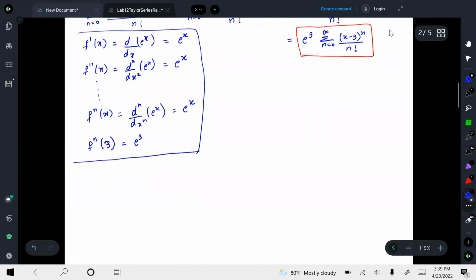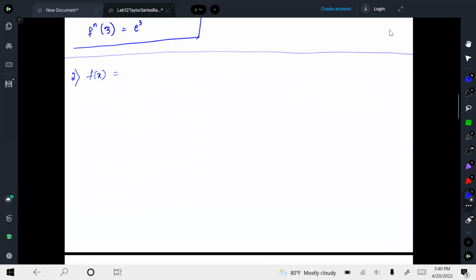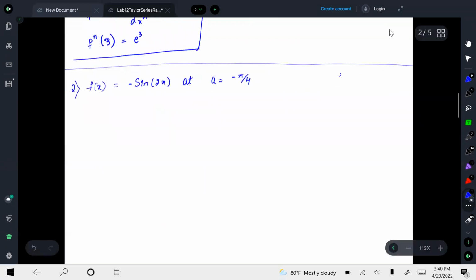Now let us move on to example number 2. Here also we will use the Taylor series to solve f of x equal to minus sine of 2x, and we have to find the series at a point of negative pi by 4. Now when we use the Taylor series, we need to find what is f to the power of n of x, right? So let us do that first.